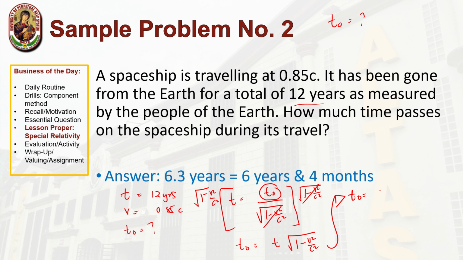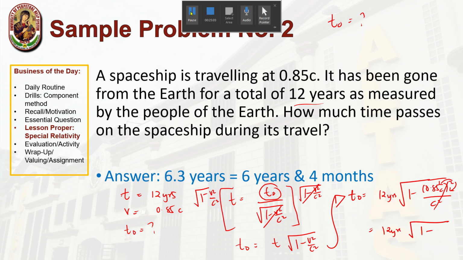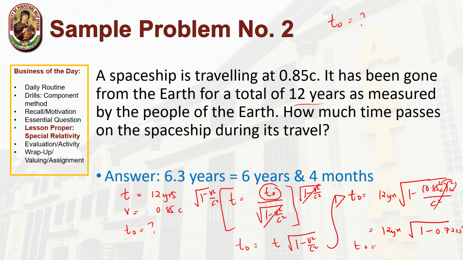So t sub 0 is equal to t. T is 12 years. Then square root of 1 minus what is v? 0.85 c square over c square. Okay? So if we're going to square 0.85 and then this c square here, makakancel po ito. It would give us 12 years times the square root of 1 minus 0.7225. Okay, and then the answer of that would be 6.3 years.